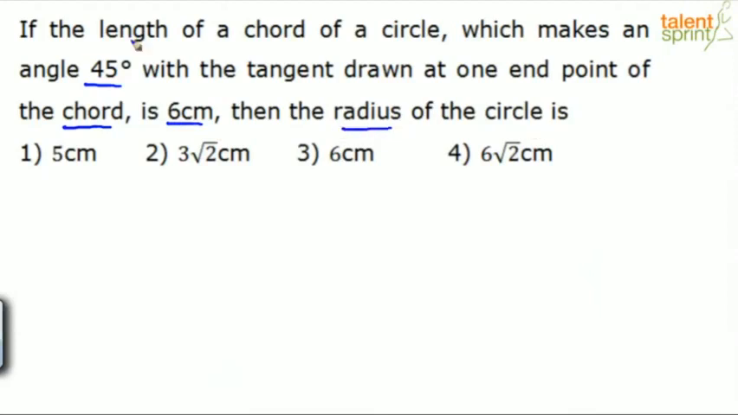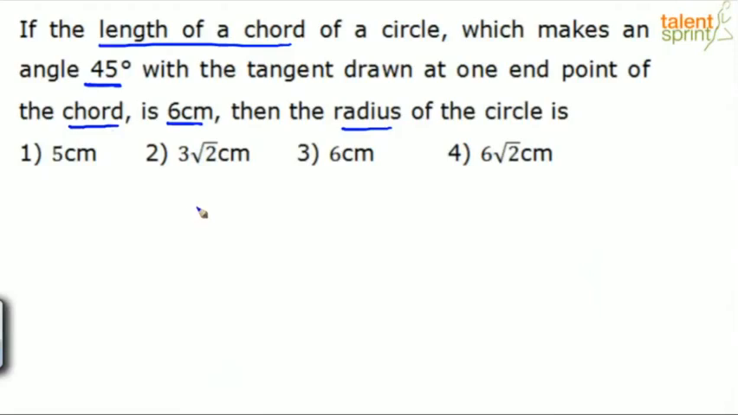So basically, the length of the chord is given, right? The length of the chord, he says, is 6 centimeters. And this chord makes an angle of 45 degrees with the tangent at one end of the chord. A chord will have two end points. So at one of the points, the tangent makes an angle of 45 degrees with this chord. And the length of this chord is 6 centimeters. Based on this, we have to find out the radius of the circle.